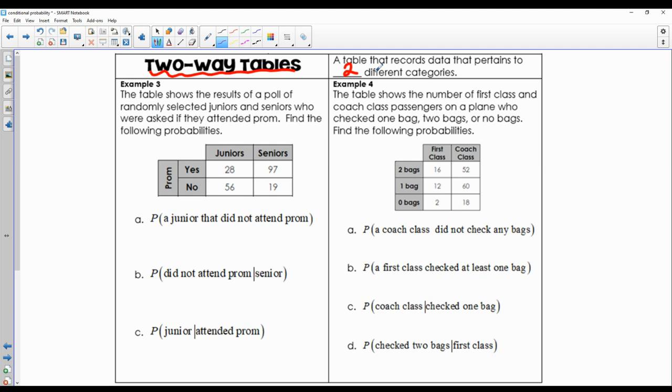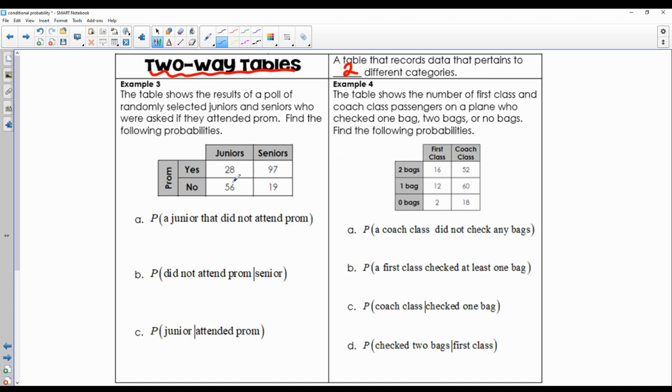Now, there is one thing that would probably be very helpful to do before you even look at any of the problem. Notice that they gave you the number of juniors that went to prom. So these are juniors that said yes, they went to prom. These are juniors that did not go to prom. It would be helpful to know how many total juniors you have, so I would total all of these things right here.